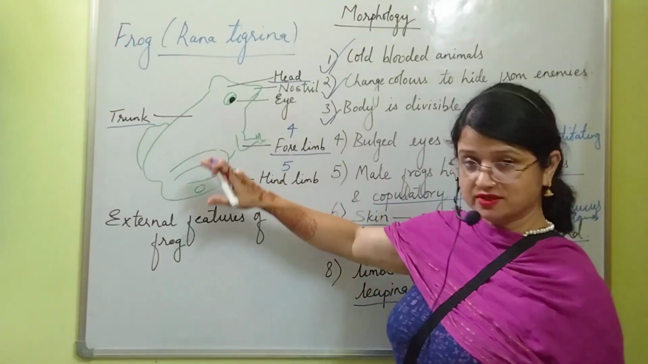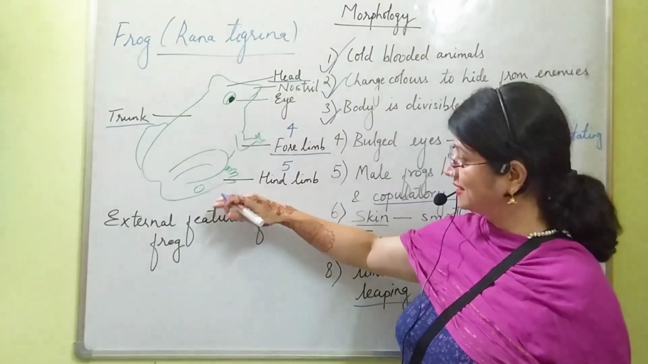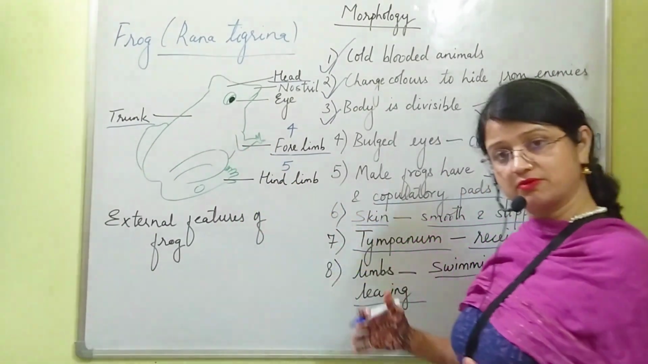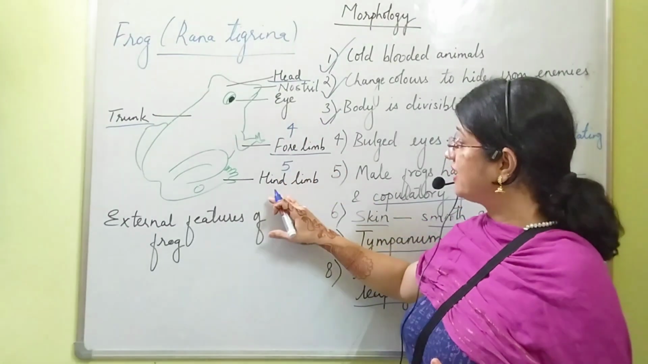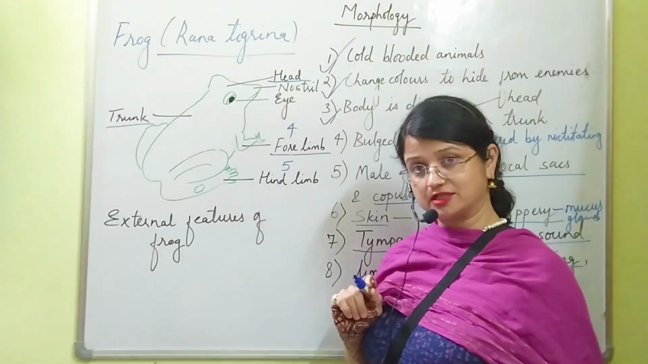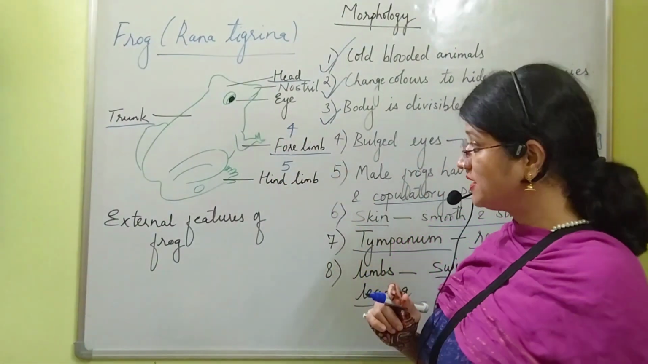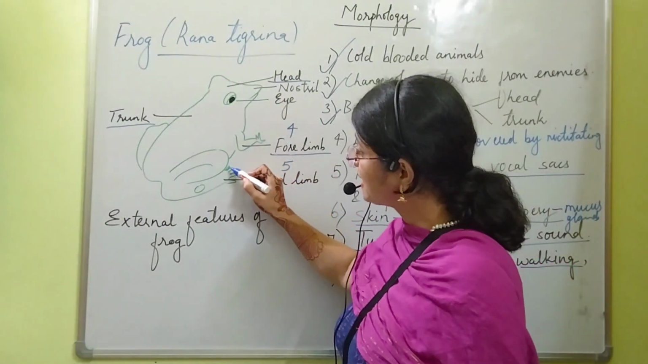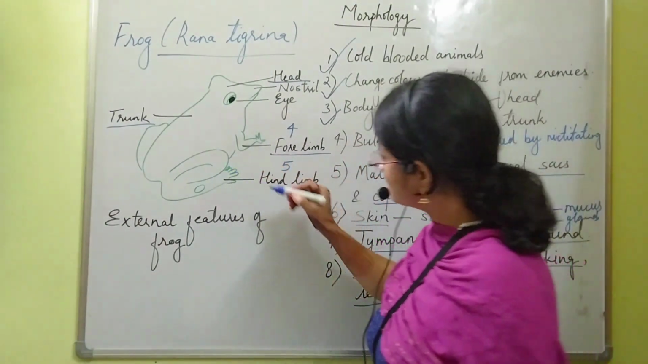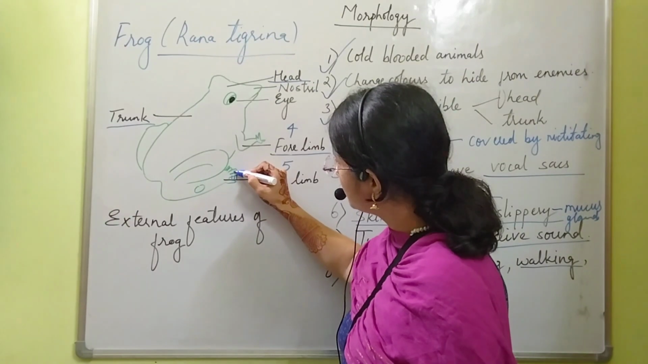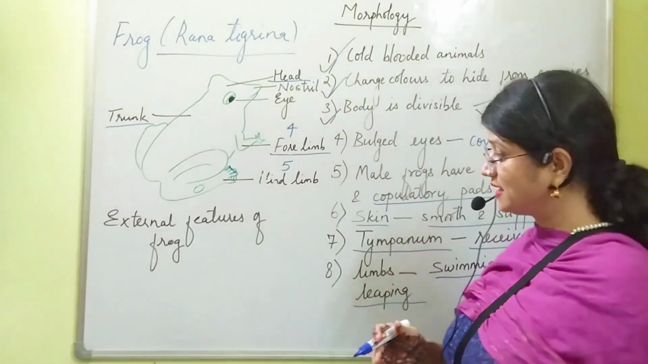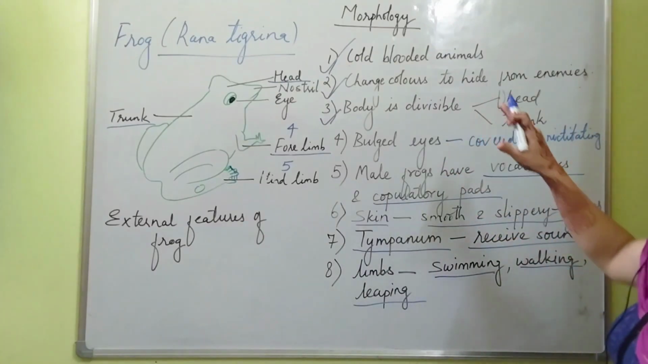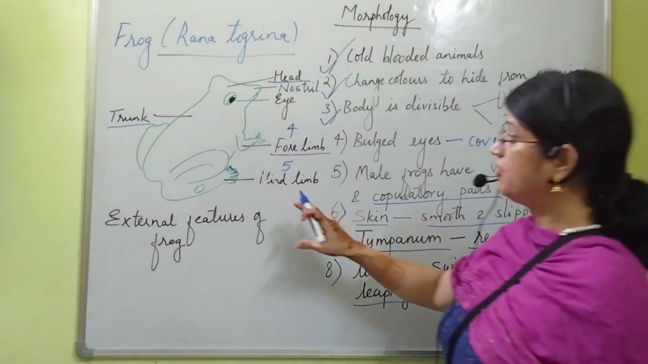Now these limbs are used for swimming, walking and leaping. So it has 2 pairs of limbs, forelimbs and hind limbs, which are used for these purposes. Forelimbs have only 4 digits while the hind limb have 5 digits. One more important thing, here we can see that in between this digit, what is present? Web-like structure is present and that helps it for swimming. Clear? So these are some of the external characteristics of frog.